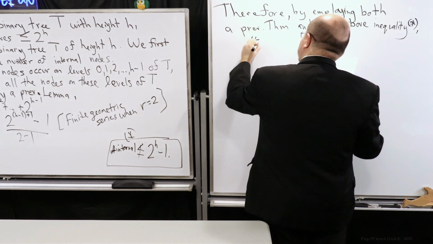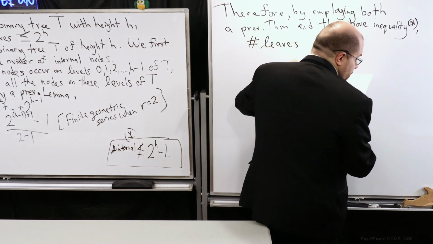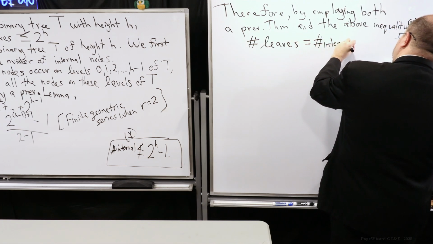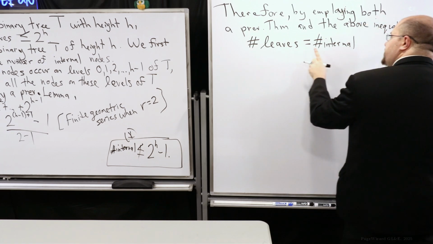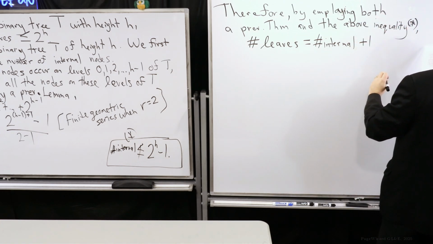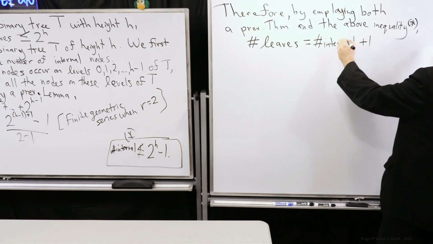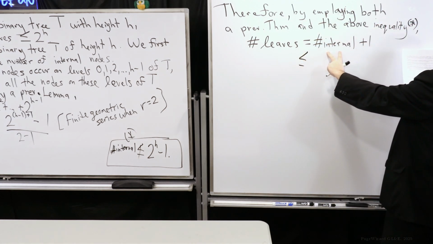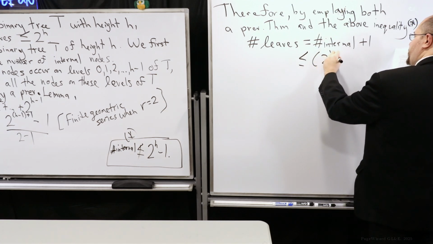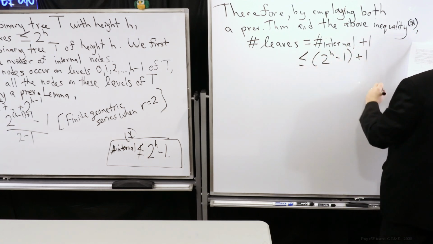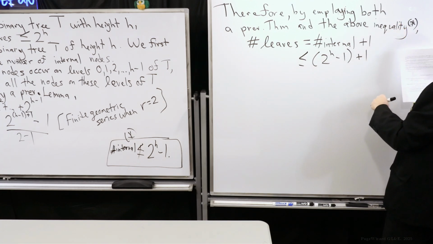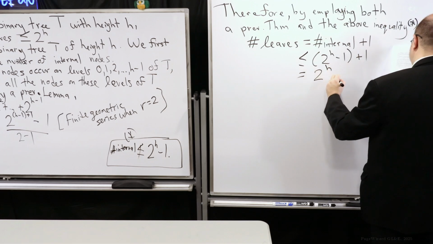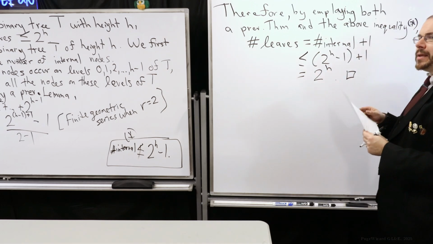So now we can use that the number of leaves is equal to the number of internal nodes plus 1. This is from the theorem. But what does that mean? Well, I have a bound on the number of internal nodes. This is 2 to the power of h minus 1 plus 1. That's from the inequality, from star. Well, minus 1 plus 1 just means it's 2 to the power of h. Completing the proof. Neat, right?